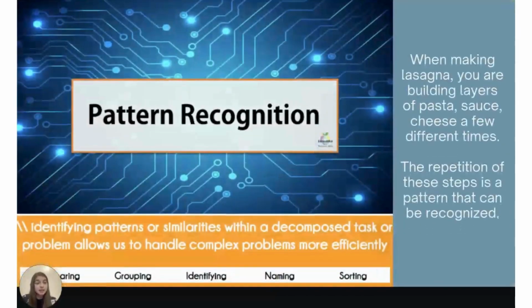The next step in the computational thinking process is pattern recognition. This is just being able to identify patterns or similarities within the decomposed task or problem, which allows us to handle this problem a little more efficiently. So, with making lasagna, you are building layers of pasta, sauce, cheese, a couple different times. This is a pattern that we can recognize.